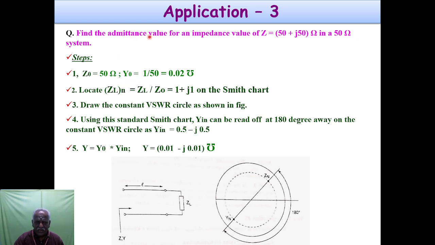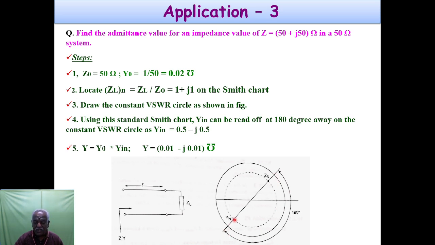Since we are going to find the admittance value, we find the normalized admittance. The characteristic admittance is 1 by 50, that is equal to 0.02 mho. Locate ZL normalized. ZL normalized is 1 plus j1, because it is given as 50 plus j50; if you divide by 50, you get 1 plus j1 on the Smith chart. So this is the ZN value. Point A is marked here, and then you have to draw the constant VSWR circle. Move 180 degrees from this point to the other part of the diagram. You will get this point.